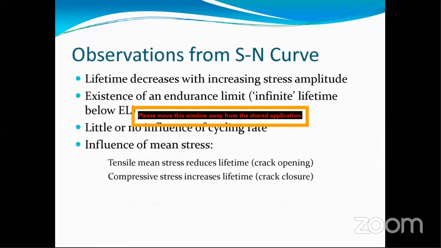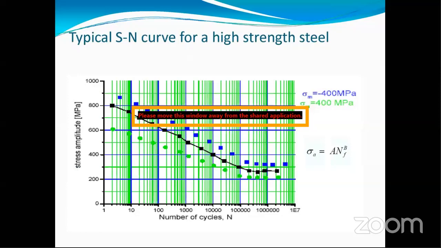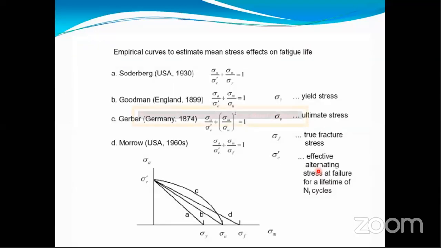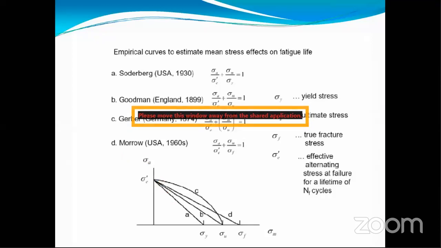The equation I showed here, Basquin's equation, is only for a mean stress of zero. If we have either positive or negative mean stress, we need to use correction factors. These are the various correction factors proposed by Soderberg, Goodman, Gerber, and Morrow. Here, sigma m is the mean stress, as you already know, sigma y is the yield strength of the material, and sigma e dash is the effective alternating stress.